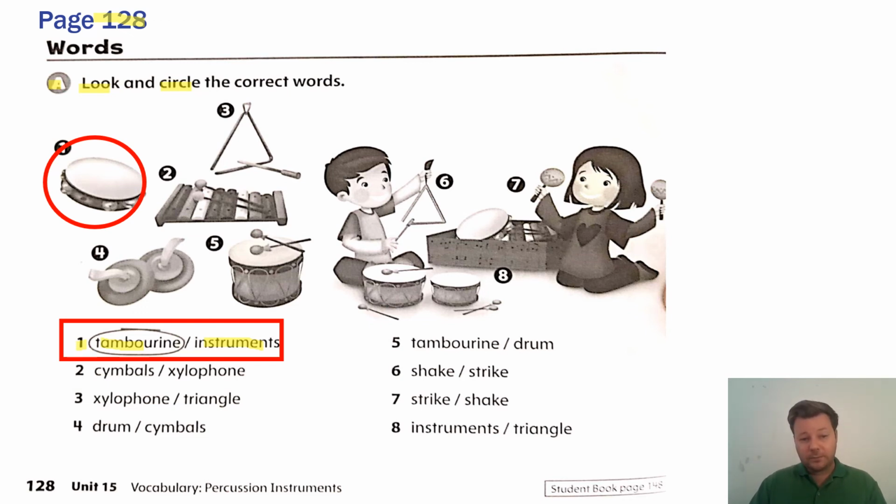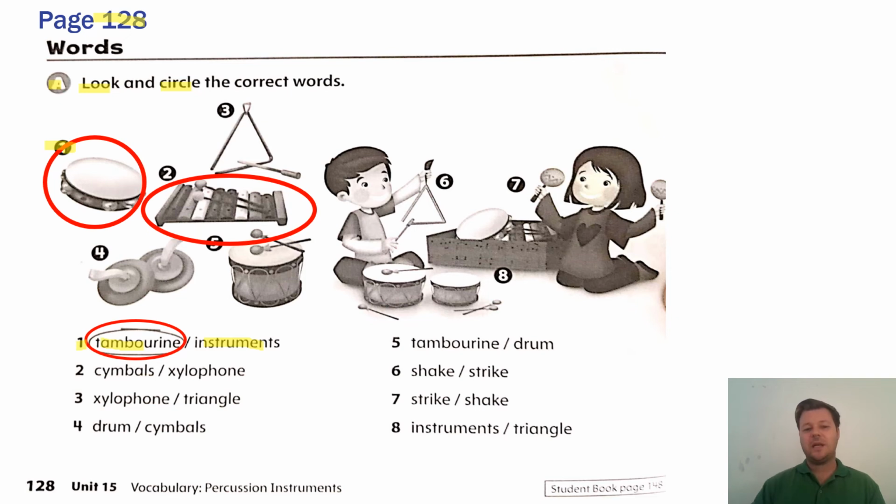So, number 1, we need to find picture number 1. And as we can see, here is picture number 1. So we need to look at the picture, remember the word that we learned, and circle our answer. So they've given us tambourine or instruments. This is a tambourine. And you're going to circle your answer. Let's try number 2. So we have picture number 2.